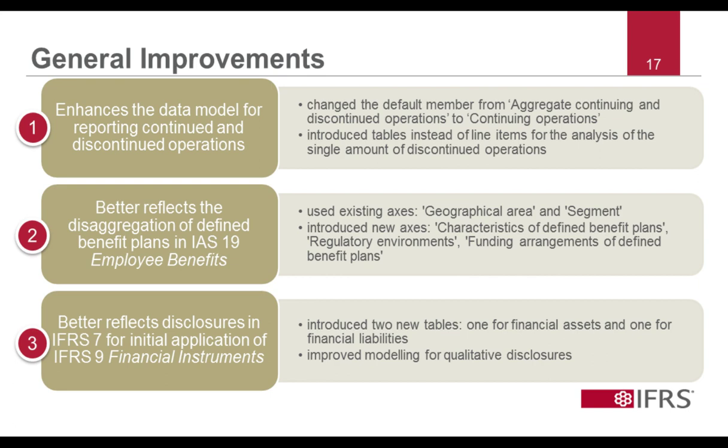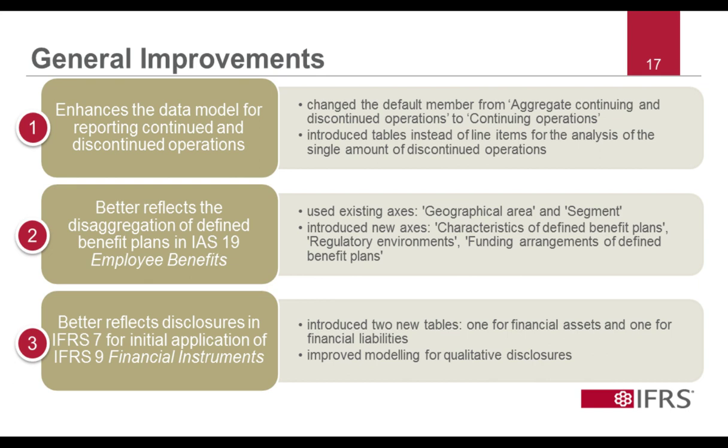profit or loss. The second general improvement area includes changes to a number of axes that will apply to all the tables reflecting the disclosure requirements in IAS 19. In particular, we incorporated 2 existing axes in the IFRS taxonomy into those tables and added 3 new axes as well. Those changes are intended to better reflect the segregation disclosures related to defined benefit plans.